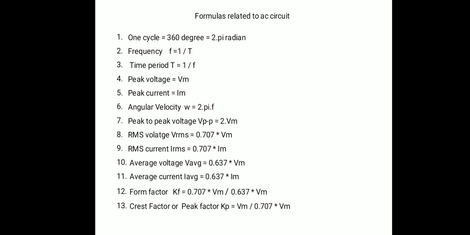After that, average current, I average is equal to 0.637 into Im. Form factor, Kf is equal to 0.707 Vm upon 0.637 into Vm. Crest factor, Kp is Vm upon 0.707 Vm.